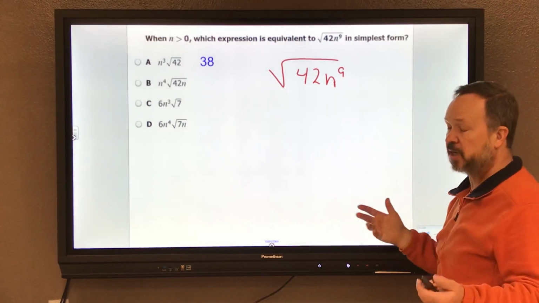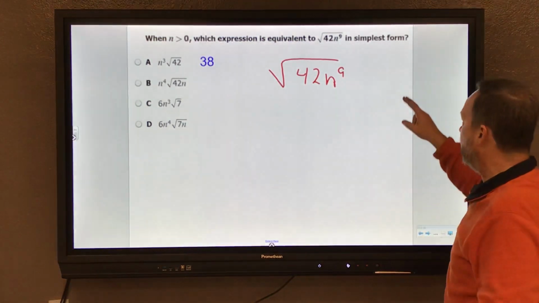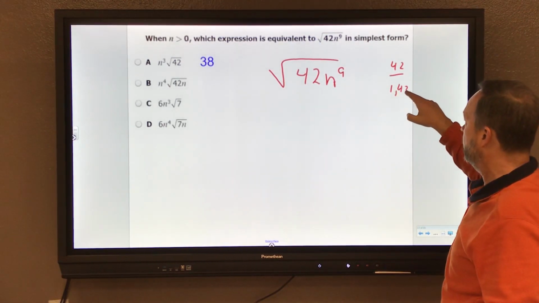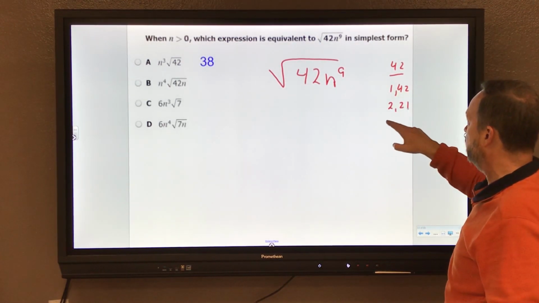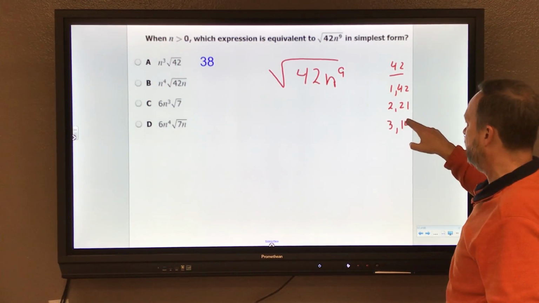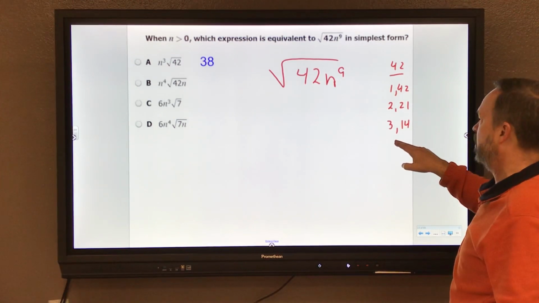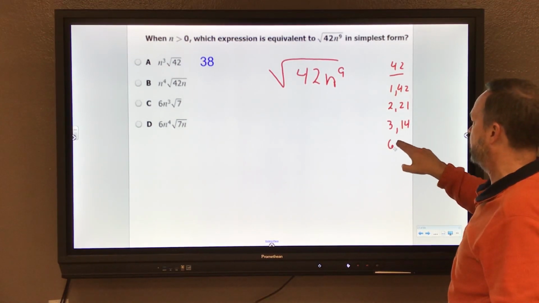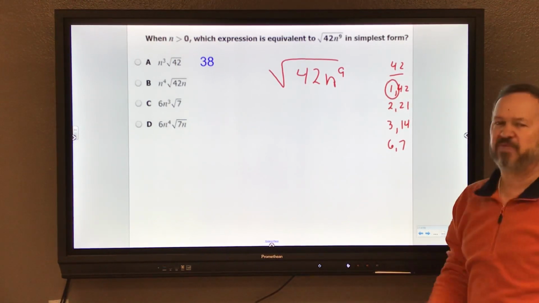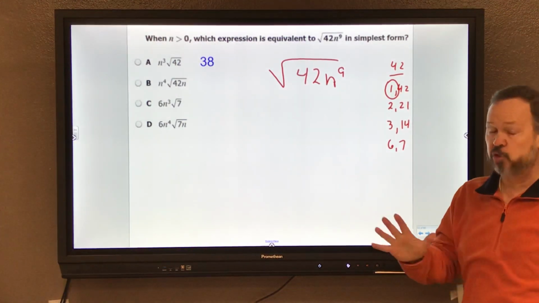You can't do the square root of 42, it's not a square. And when you think about 42 and its factors, 1 and 42, 2 and 21, 3 and 14, 4 doesn't work, 5 doesn't work, 6 and 7. The only one of those that's a square is the 1, so you can't simplify the square root of 42 at all. There's no square hiding in there.